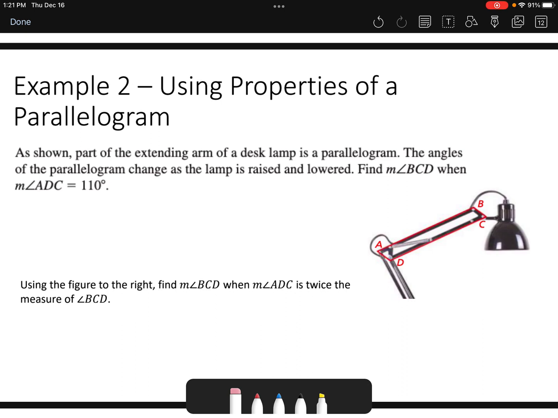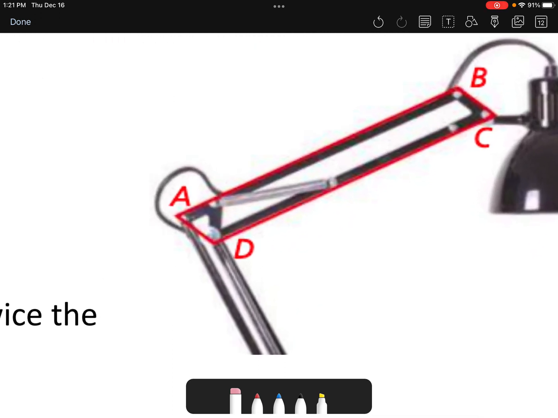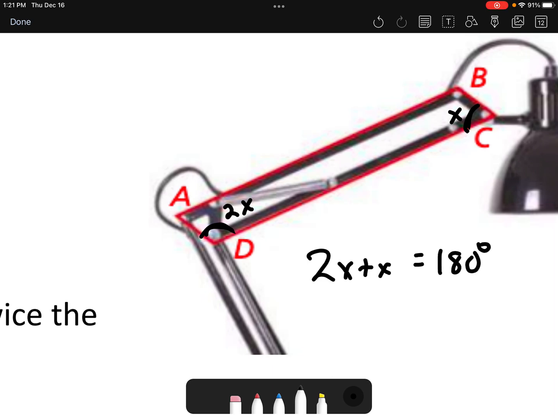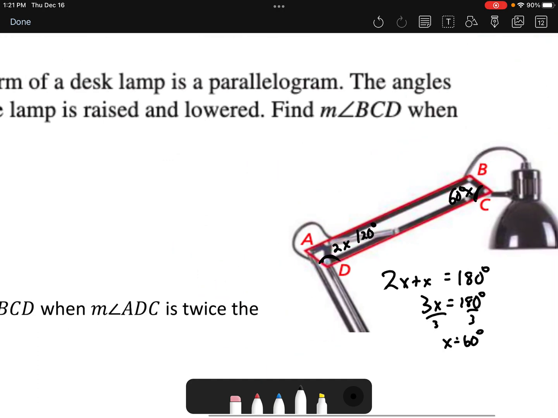Okay. Another question, also using the figure at the right, find the measure of angle BCD when angle ADC is 2 times as big. So in other words, this angle is 2 times this angle. So this is 2x and this is 1x. Well, what do those add up to? Well, I know you're going to say 3x, but they're consecutive, so they add up to 180. So 3x equals 180, divided by 3, X is 60 degrees, so therefore BCD is 60 and ADC is 120.